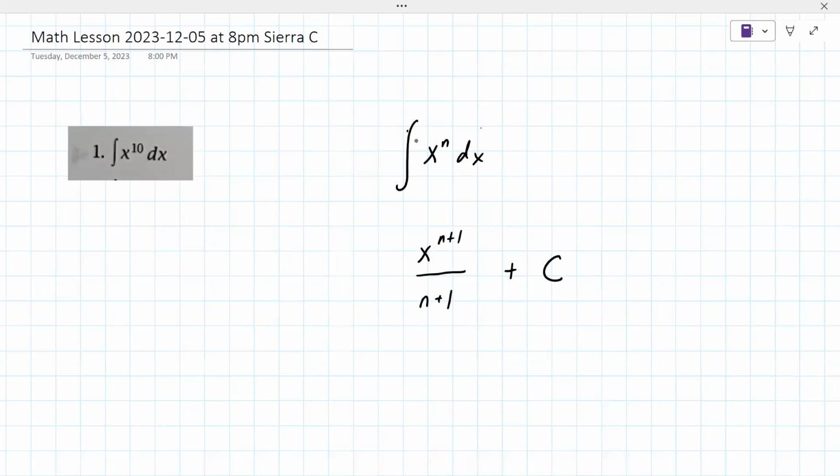And then there's always this what's called a constant of integration. Yes. So in your problem, you're going to add 1 to the exponent and divide by the new exponent. And then plus c. So 10 to the 11th power. X to the 11th power over 11 plus c.